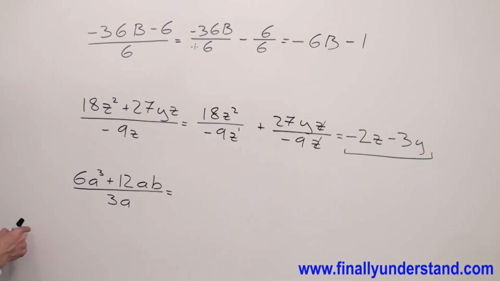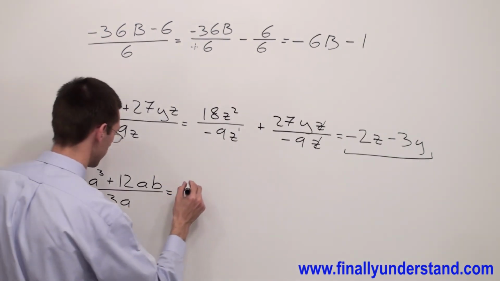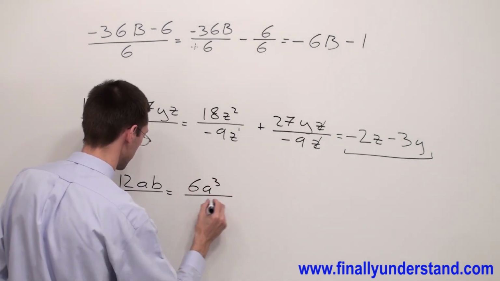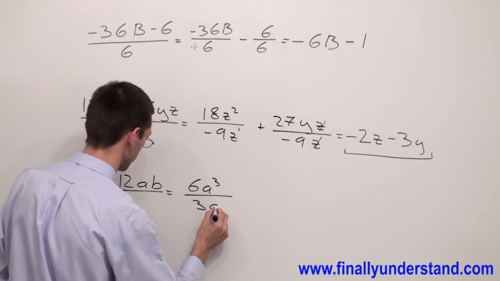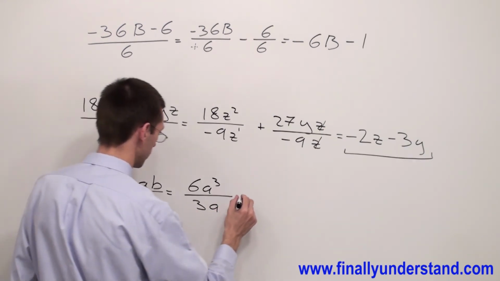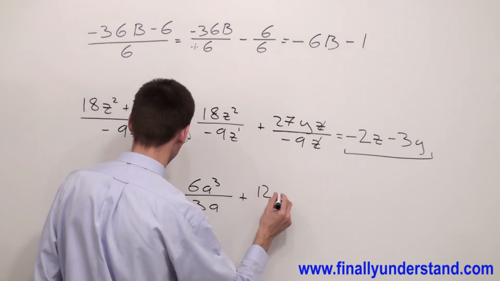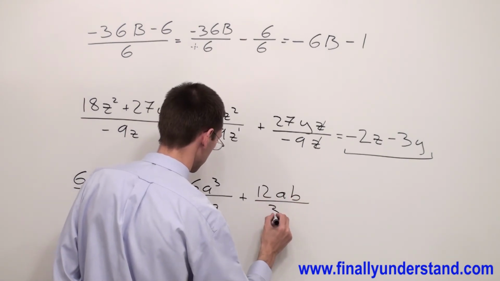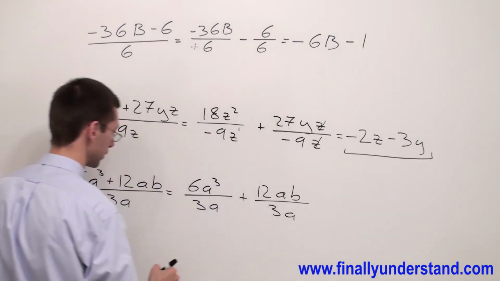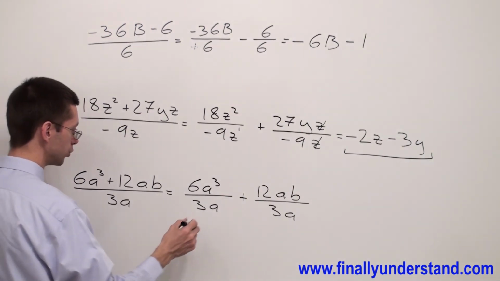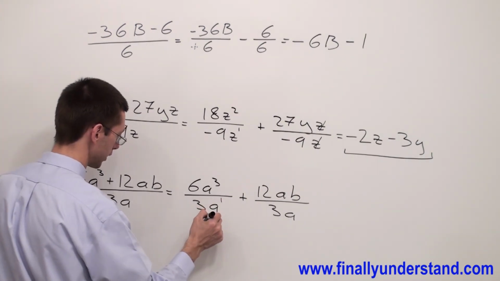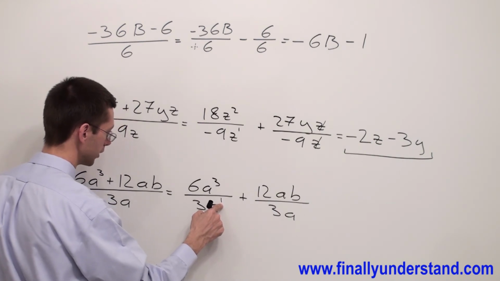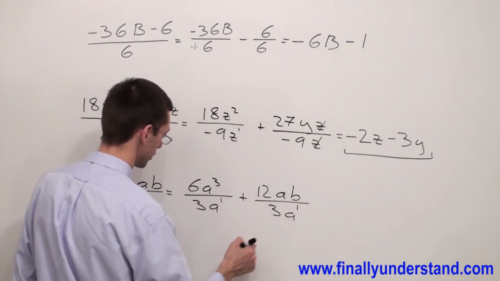Let's take a look at the third one. Again, I have 6a cubed divided by 3a, plus 12ab divided by 3a. Remember, anytime we do not see an exponent, there is always an invisible one, and I have an invisible one over here also.